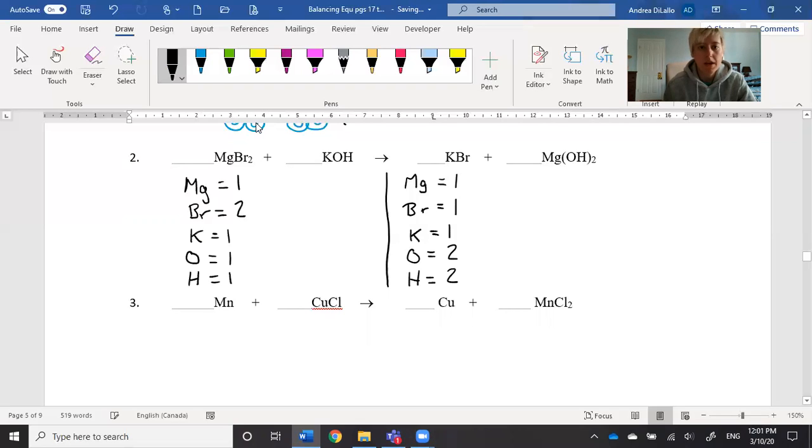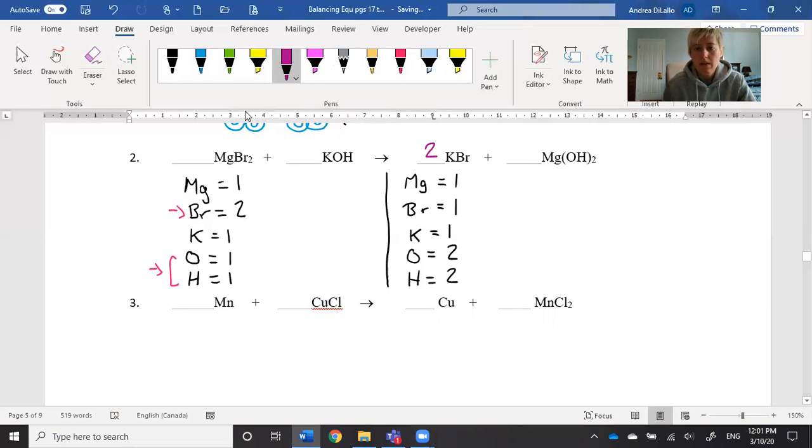So now if I'm looking at my counts, I can see that my bromine is not balanced. I have 2 bromines on my reactant side, 1 on my product side, and both my oxygen and hydrogens are not balanced. I have 1 on each on my reactant side, 2 in each on my product side. So the first thing I'm going to do, I'm going to balance my bromine. So I have 2 on my reactant side, 1 on my product side. Simply put a 2 here.